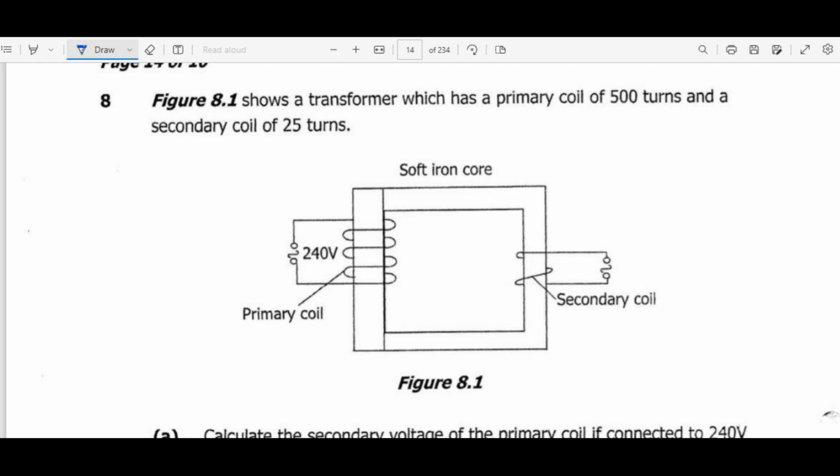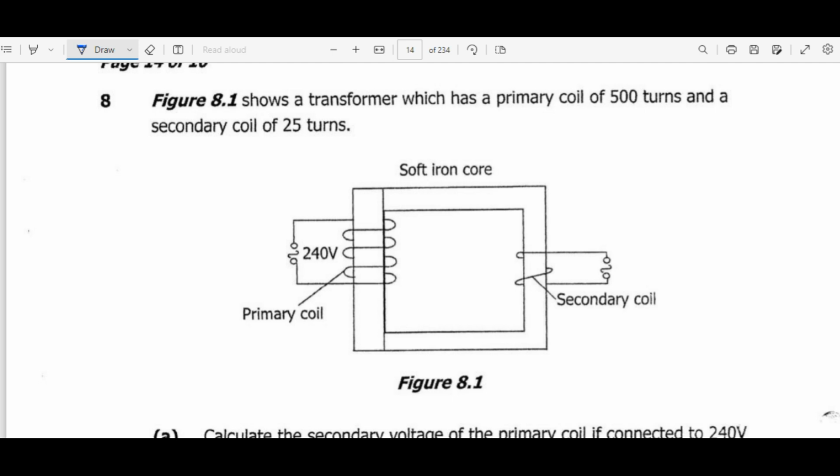The question reads, figure 8.1 shows a transformer which has a primary coil of 500 turns and a secondary coil of 25 turns. A transformer is just an electrical device which converts voltage from high to low and vice versa. Now, if you look at this transformer, we have two coils.